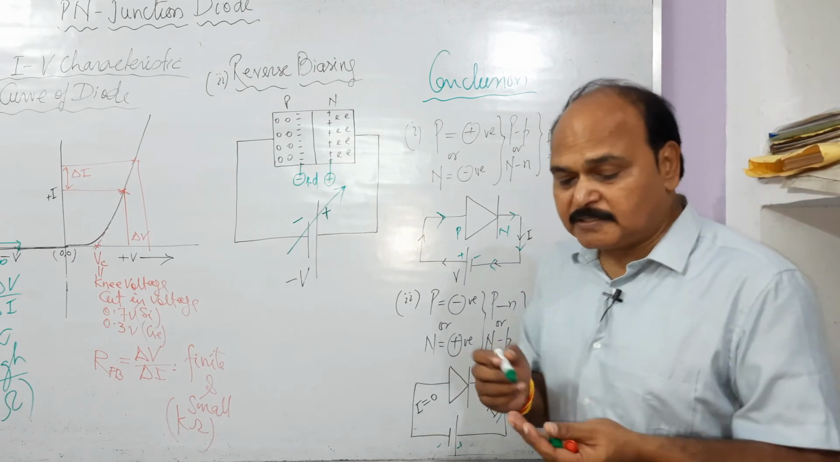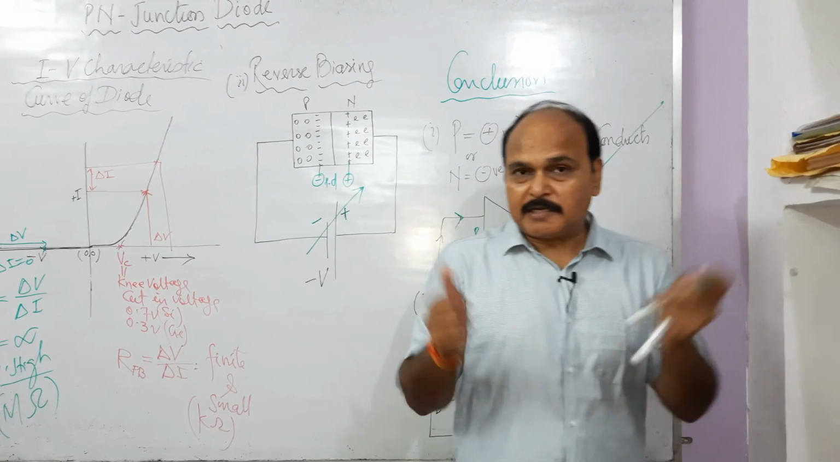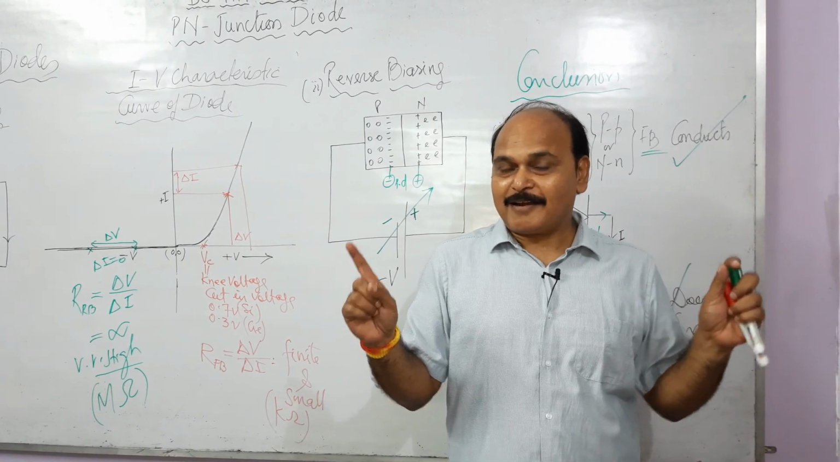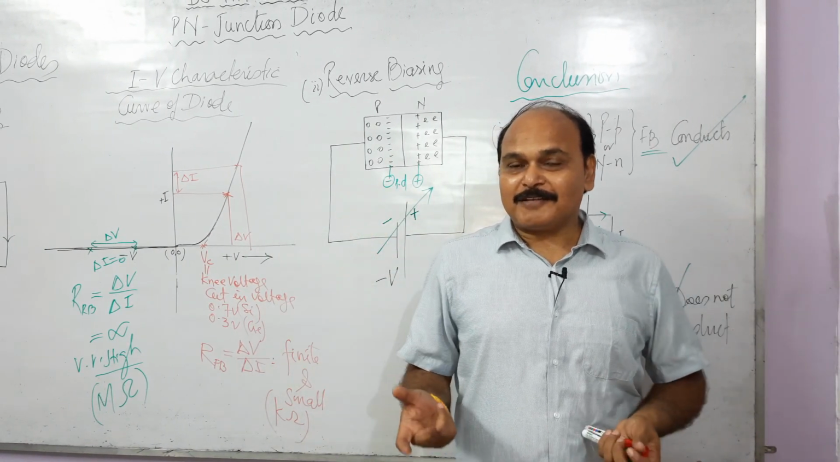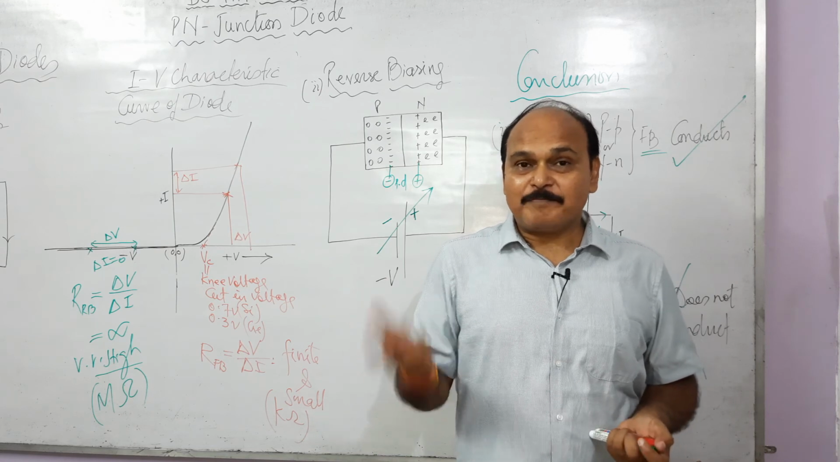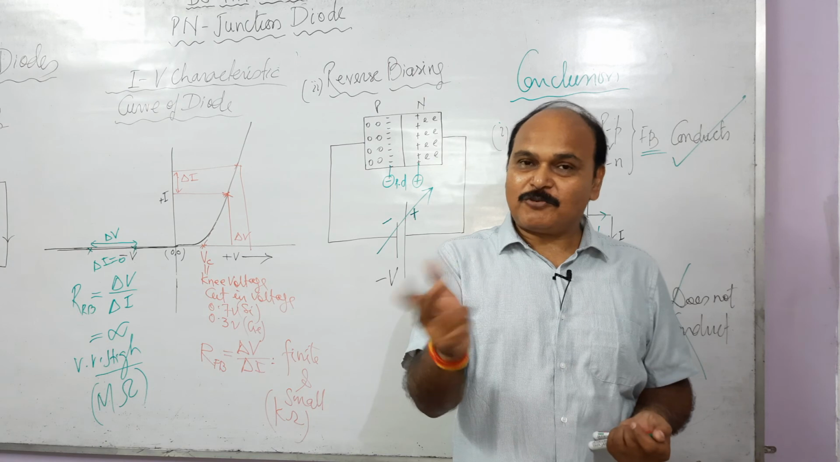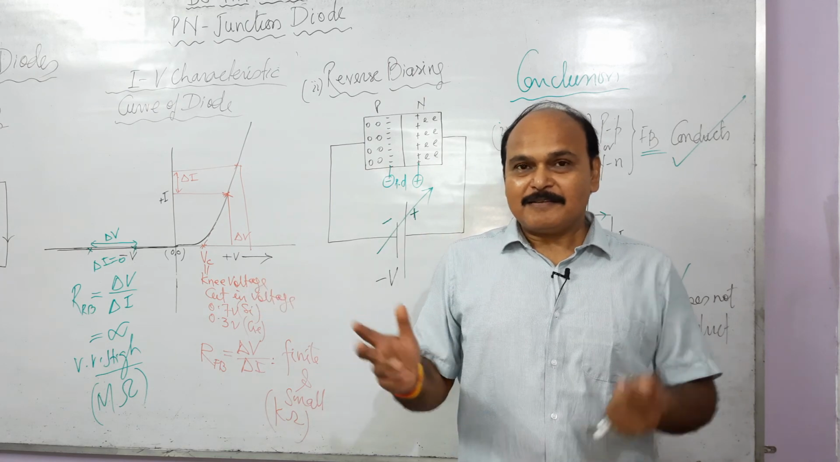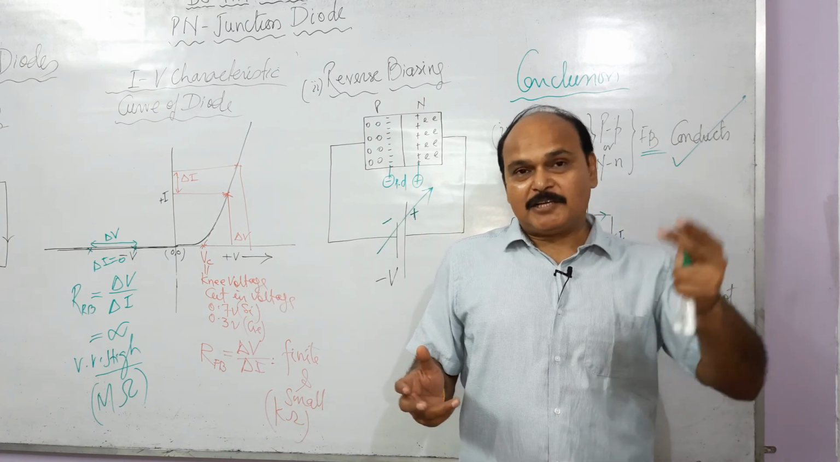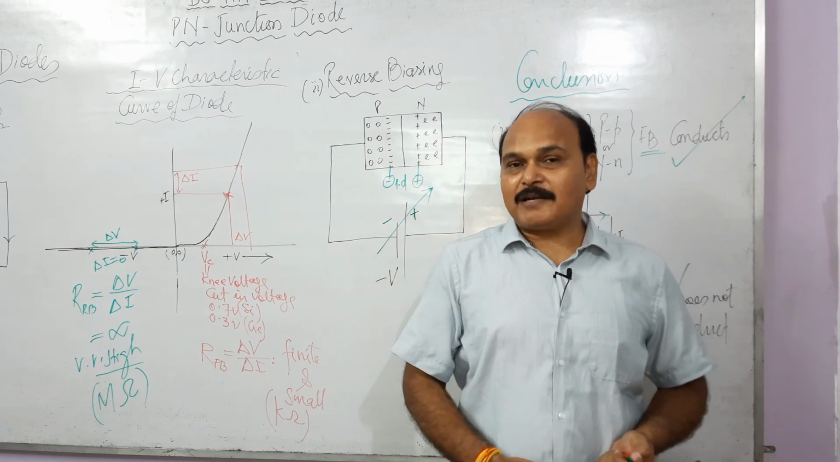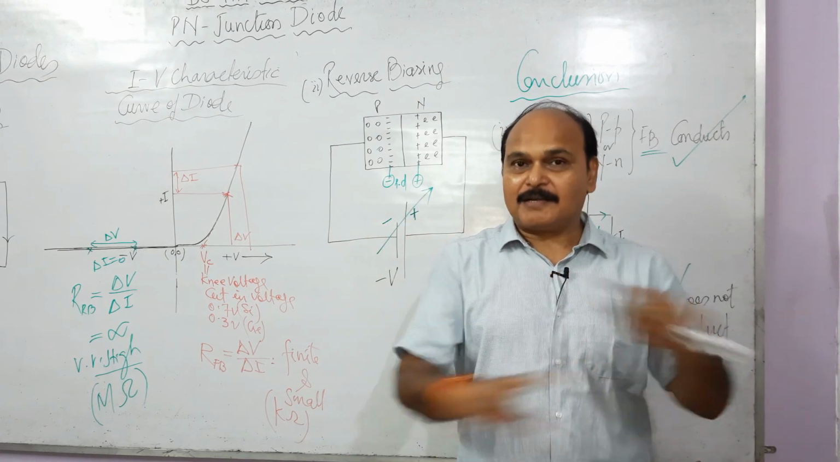So children, we have just seen that in forward bias the diode conducts, but in reverse bias the diode does not conduct. And how to identify the biasing? PPNN, P positive, N negative. P positive or N negative is forward biasing. PNNP, P connected with negative or N connected with positive is reverse biasing. In forward bias the diode conducts, in reverse bias the diode doesn't conduct.